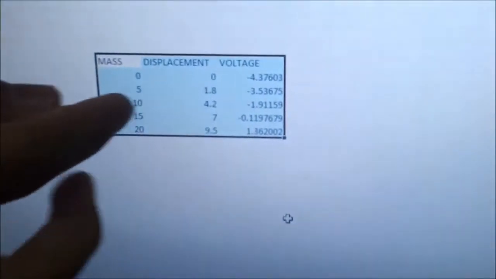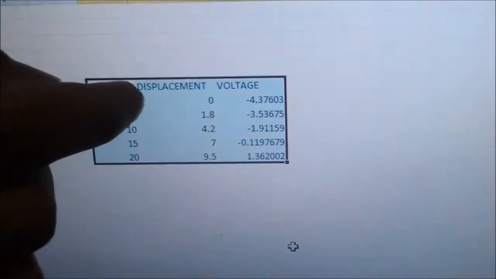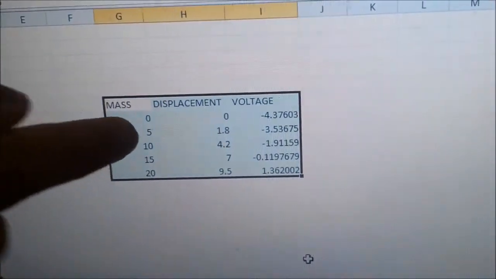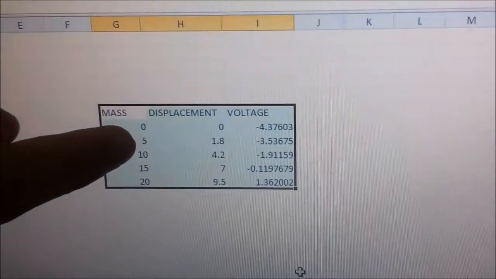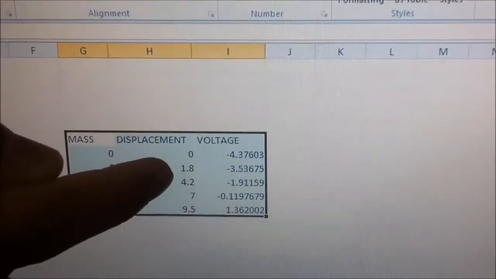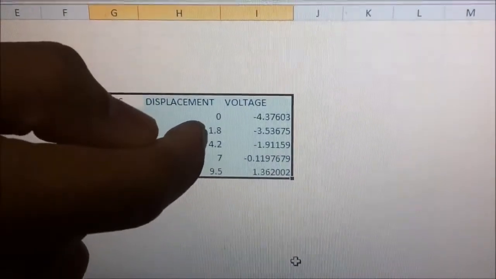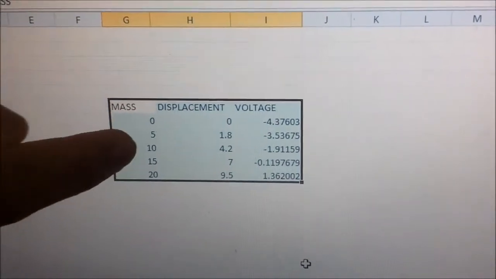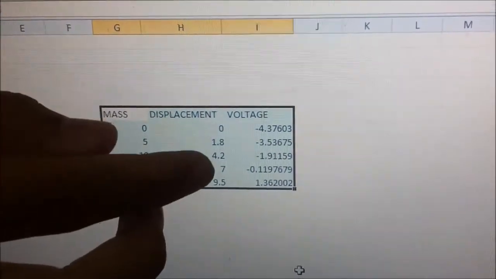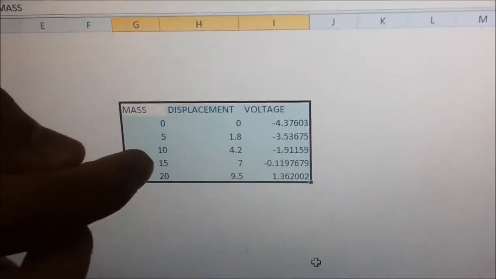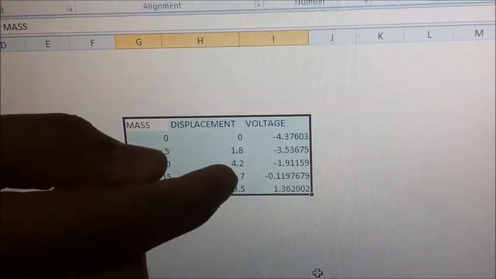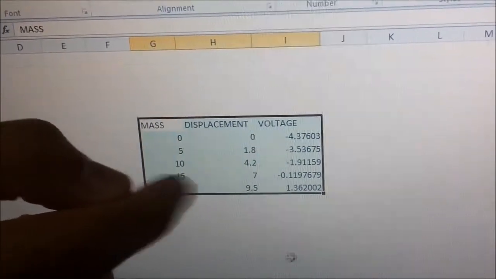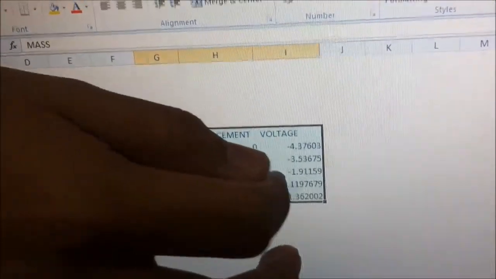And here are the values after we take the displacement. For 0, we get 0. For 5 Newton, 1.8 centimeter, for 10 Newton, 4.2 centimeter, 15 Newton, 7 centimeter, 20 Newton, 9.5 centimeter.